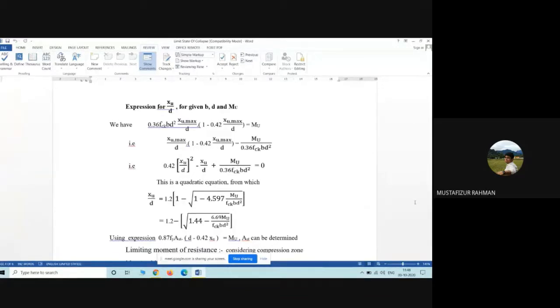Here in this part, there is a big mistake. Are you hearing me? Yes, sir. Can you tell me what is that big mistake? Can you identify it? No? The big mistake is that I had started with 0.36 FCK BD square into XU maximum by D. No, it is not XU maximum. This is my computer typing mistake. This is XU by D. Whether just now I will be able to correct it or not, I don't know.